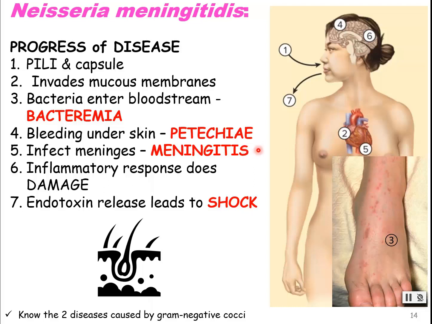Then it affects the outer coverings of the brain and the spinal cord, so you get meningitis. It's that inflammatory response that's doing the damage. It blocks the flow of cerebrospinal fluid and can even lead to paralysis, because the brain isn't going to be able to function. Then you get endotoxin release in the bloodstream, and that can lead to shock. So it is the most deadly of the meningitises.